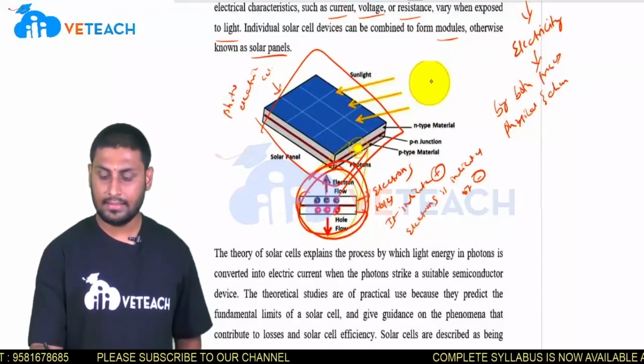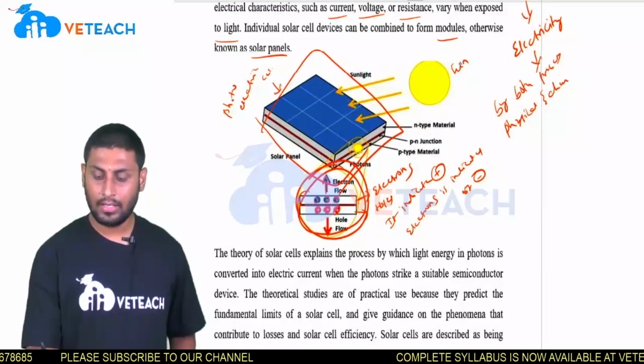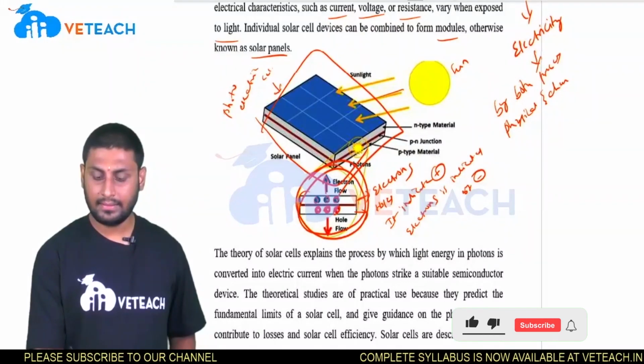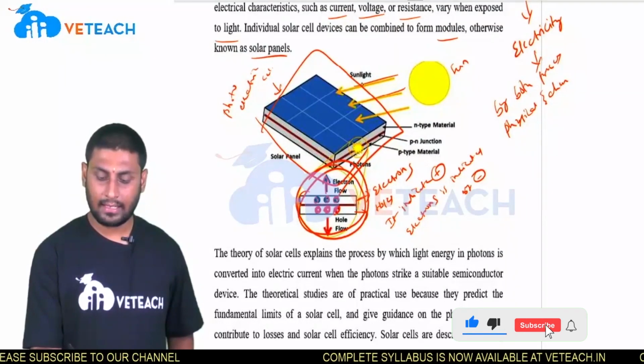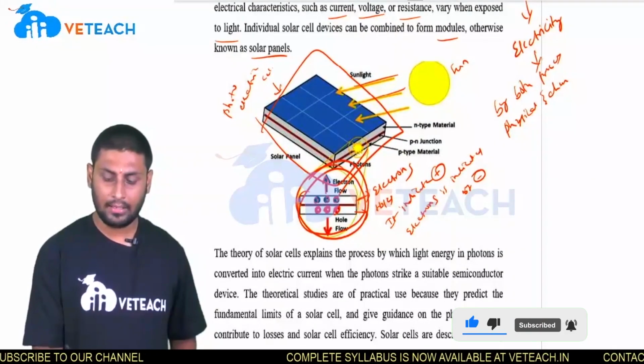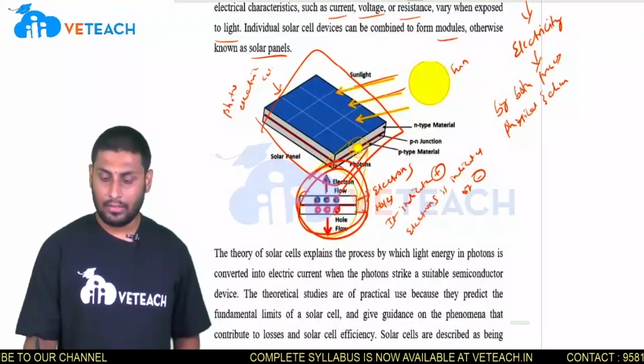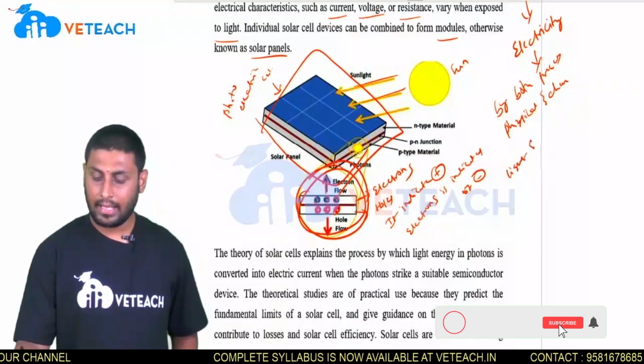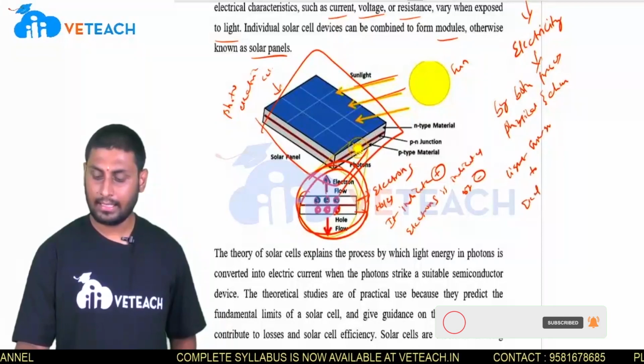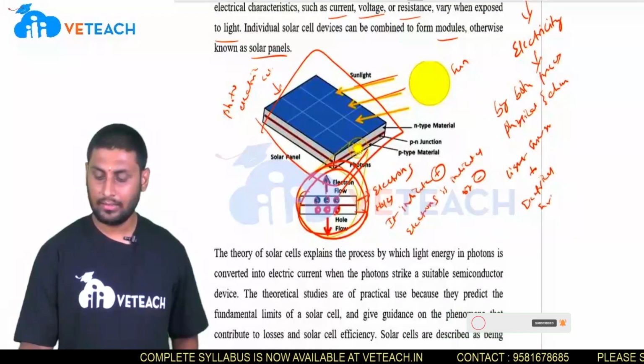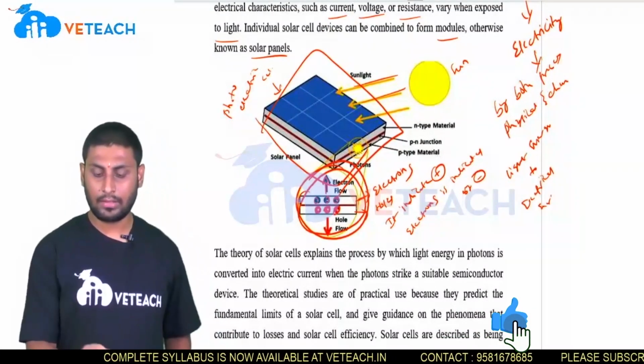So when the sun's rays pass, the sunlight hits the solar panel. By hitting the solar panel, we convert light energy to electrical energy. So this is the definition of a solar cell.